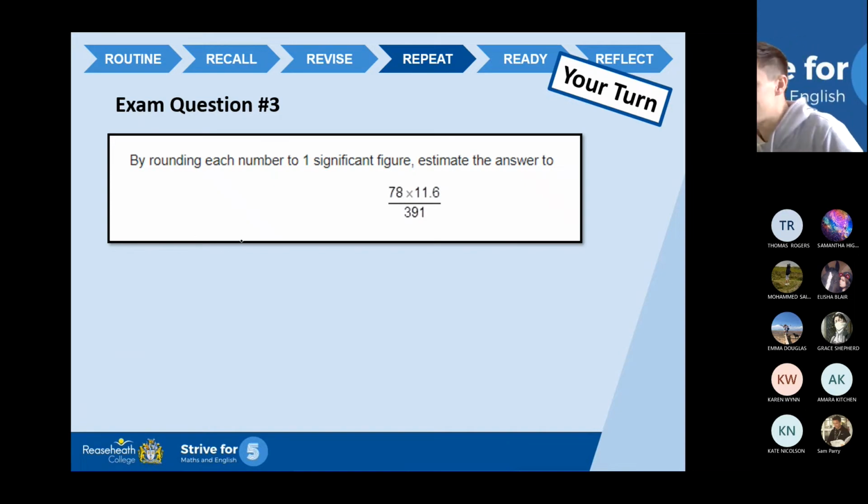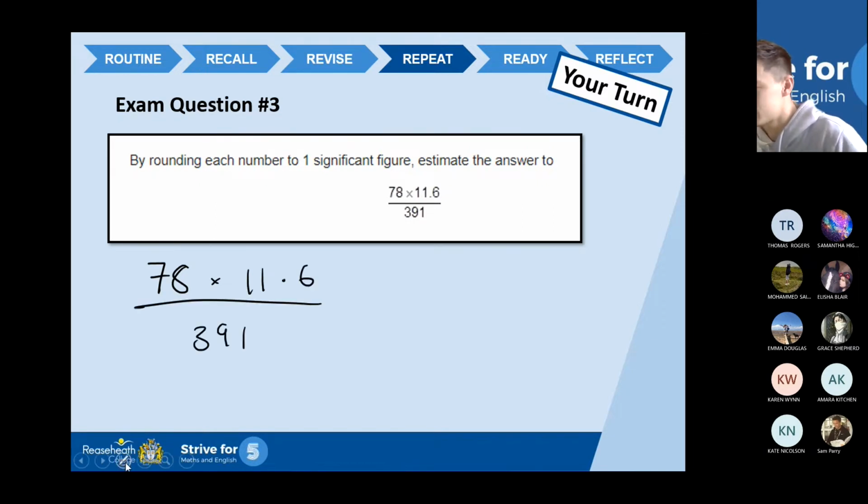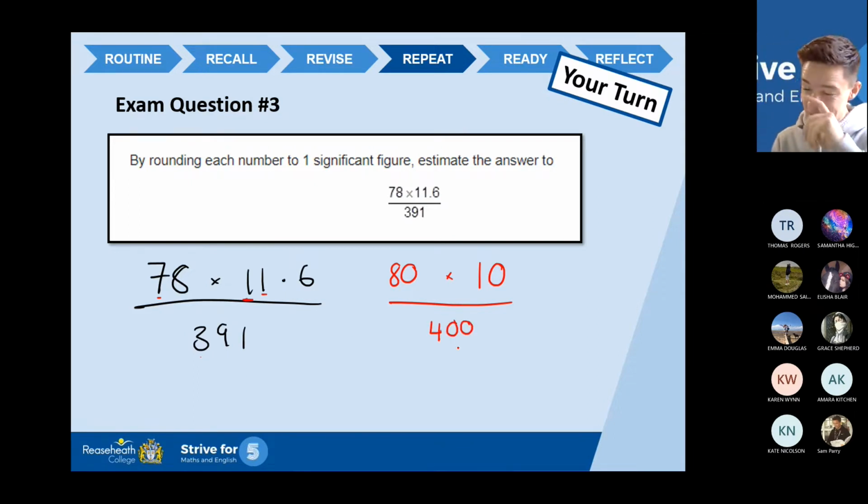So this is where we're talking about the start. So 78 times by 11.6 over 391. Okay, so let's make these numbers nicer. 78, well, one significant figure, that's going to go up to 80. 11.6, well, that one here is going to stay the same, so it's going to be 10. 391, well, the 3 is going to be rounded up because of the 9 to 400. So I've got 80 times by 10.